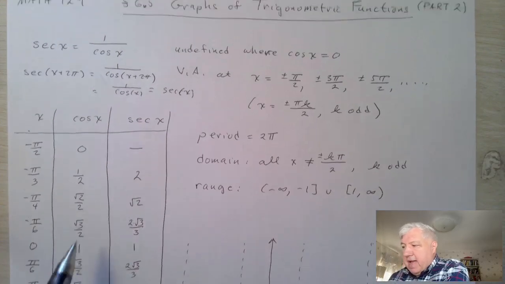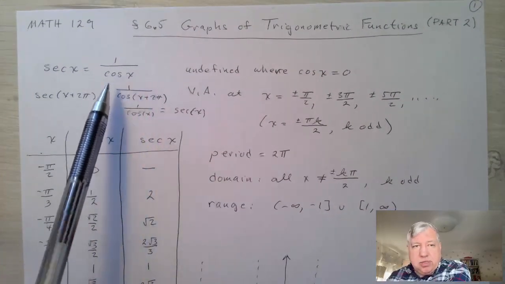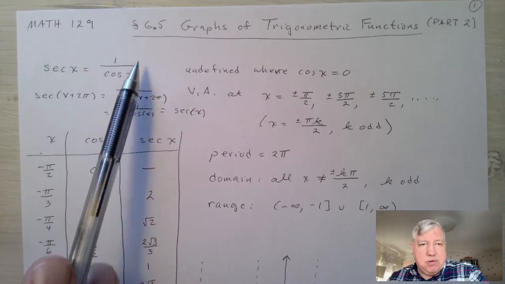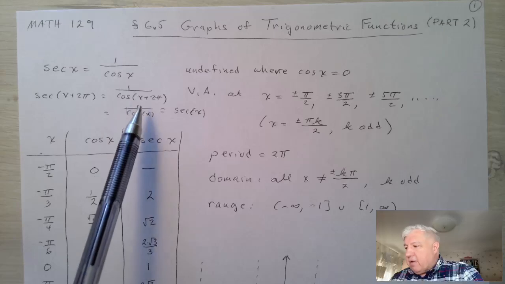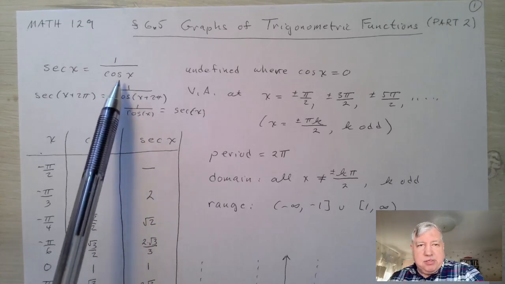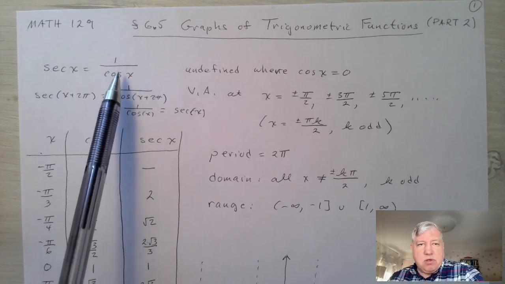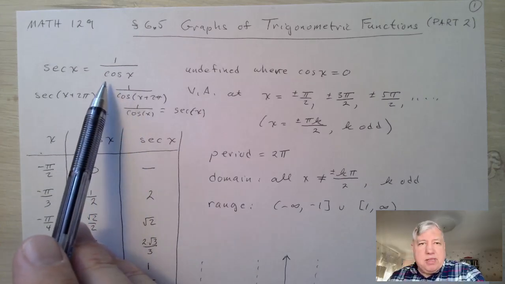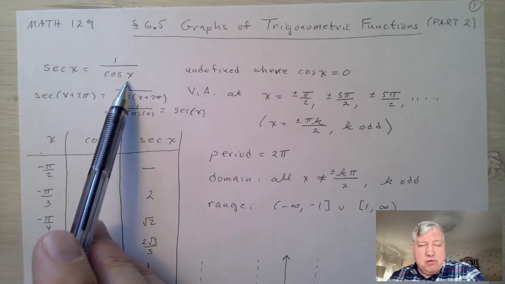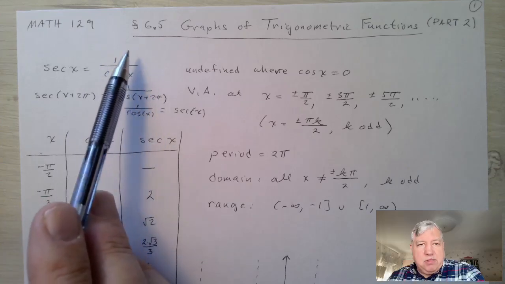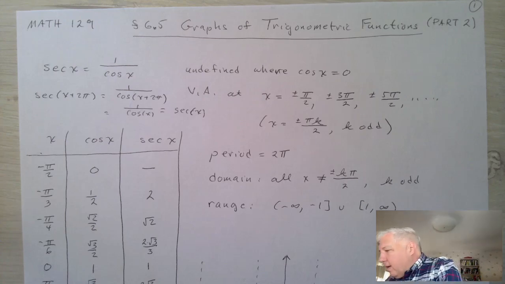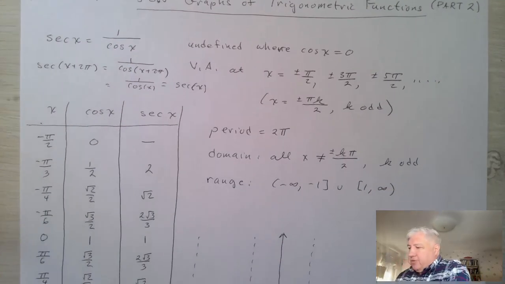And the reason for that is the cosine, obviously if the cosine is 1 or negative 1, this is just going to be 1 or negative 1. But if the cosine is, let's say, between 0 and 1, then 1 over the cosine is going to be greater than 1. And if the cosine is between negative 1 and 0, then this reciprocal will be a number that's less than negative 1. Okay. So that's why we have the range.